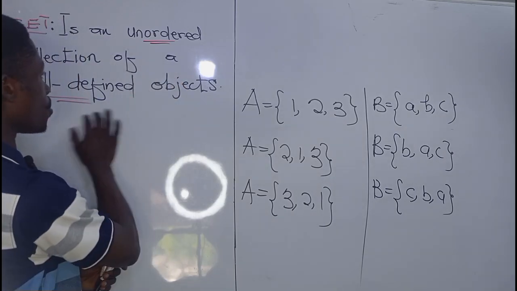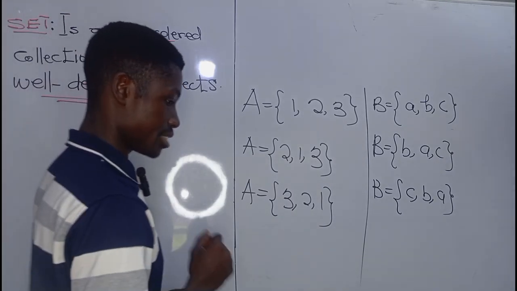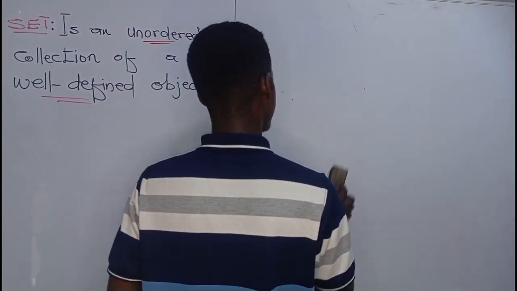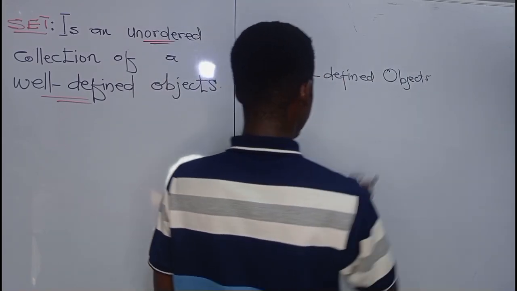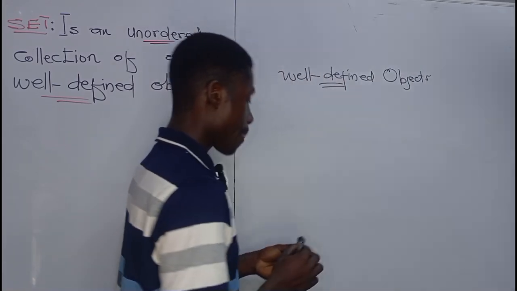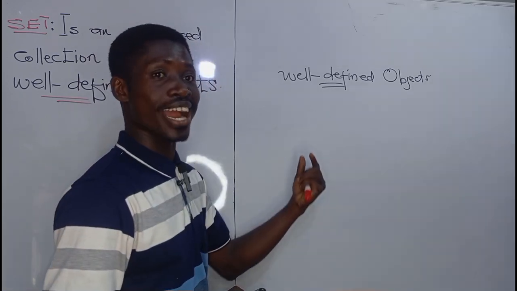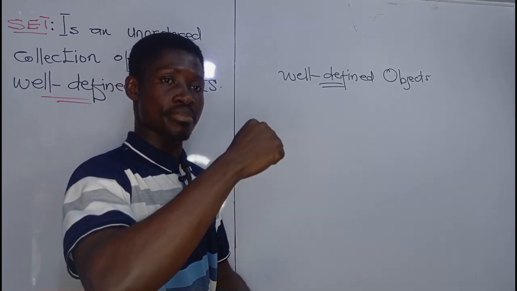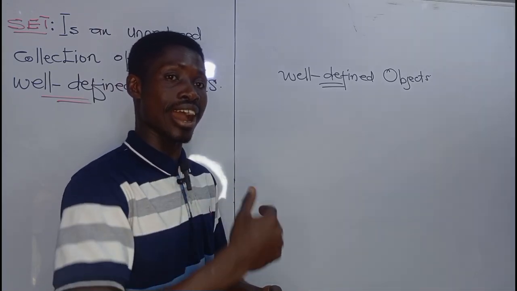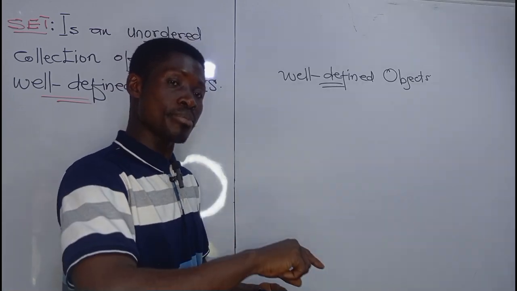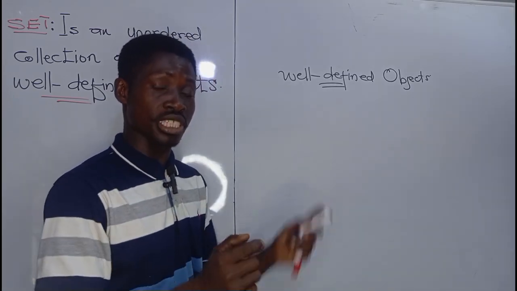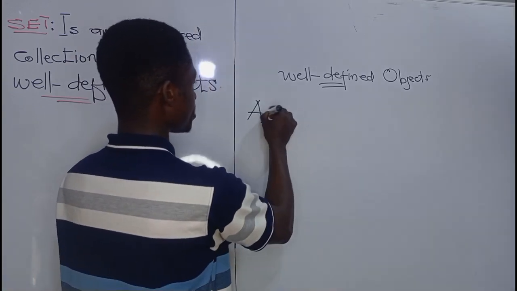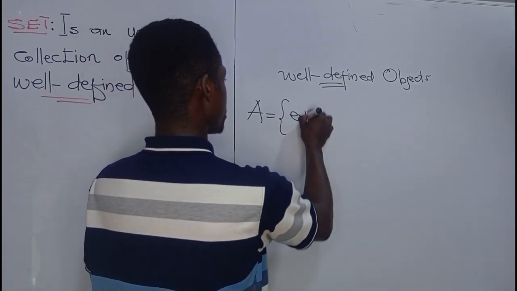Now let's look at the well-defined. When we talk about a well-defined object, it simply means that each element or member within the set has a unique property that determines its inclusion or exclusion within the set. So when you have, let's say, a set A, which contains what? Even numbers.